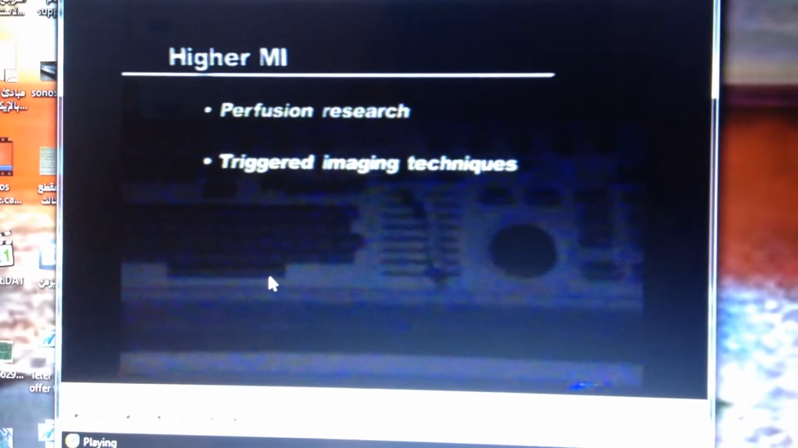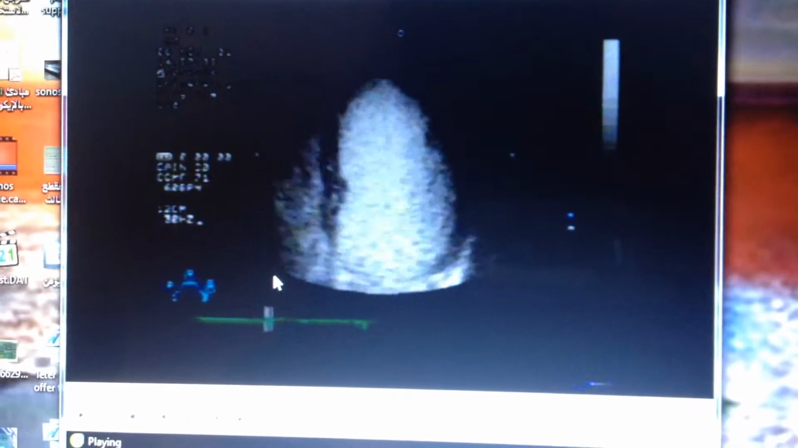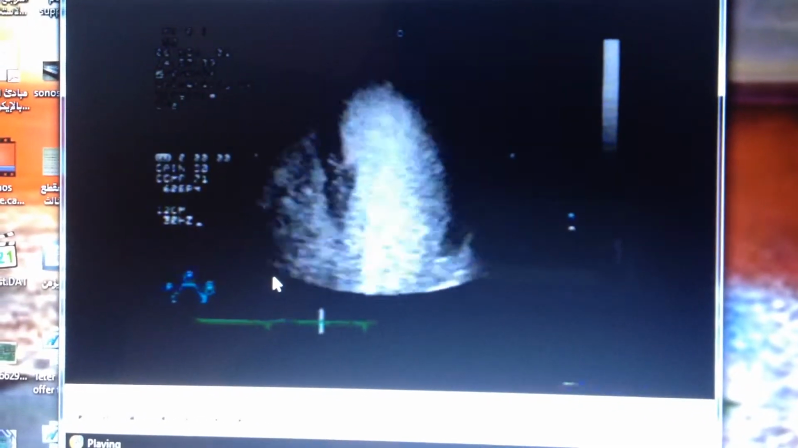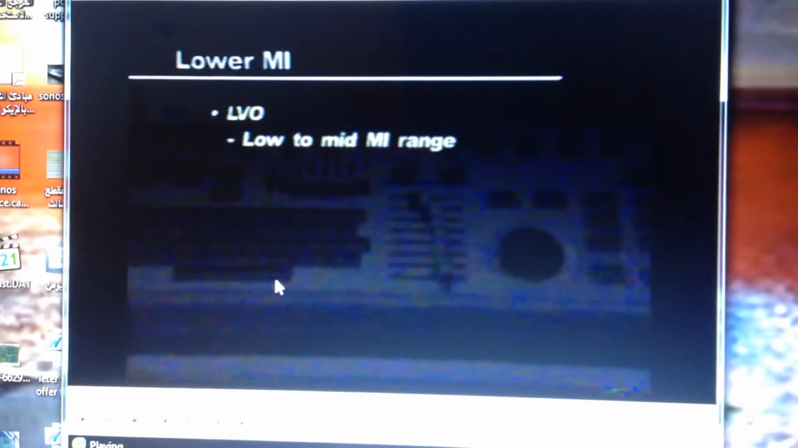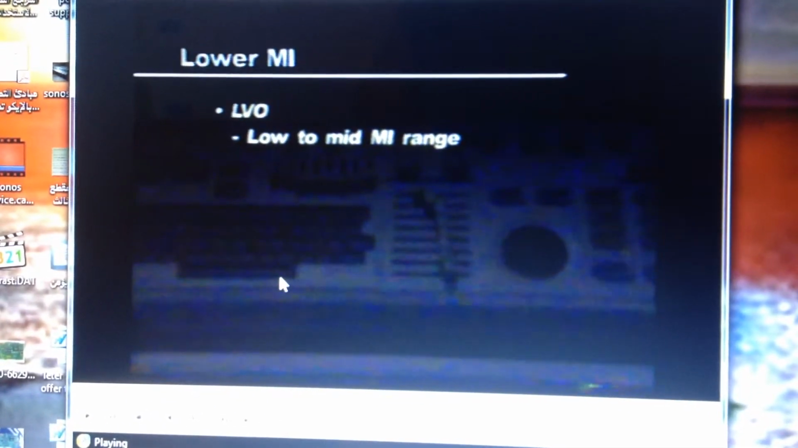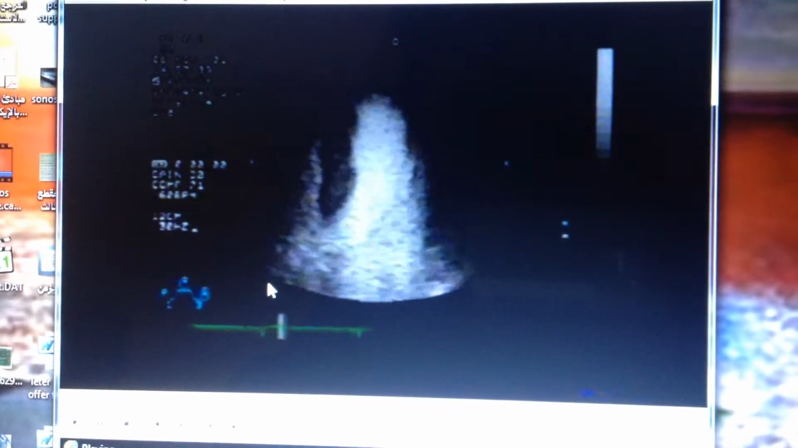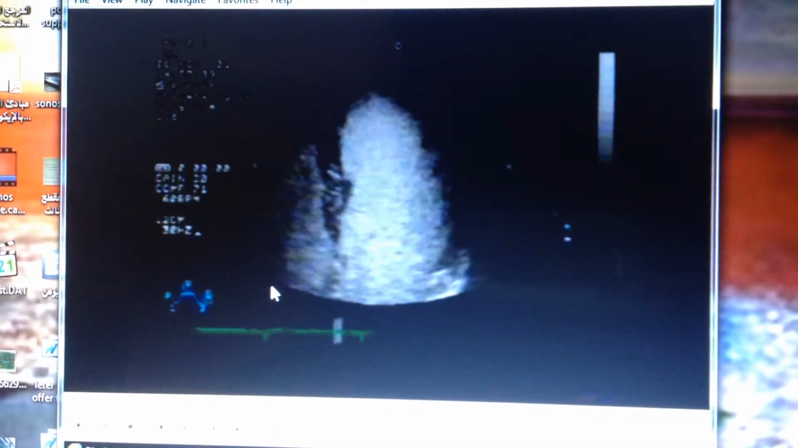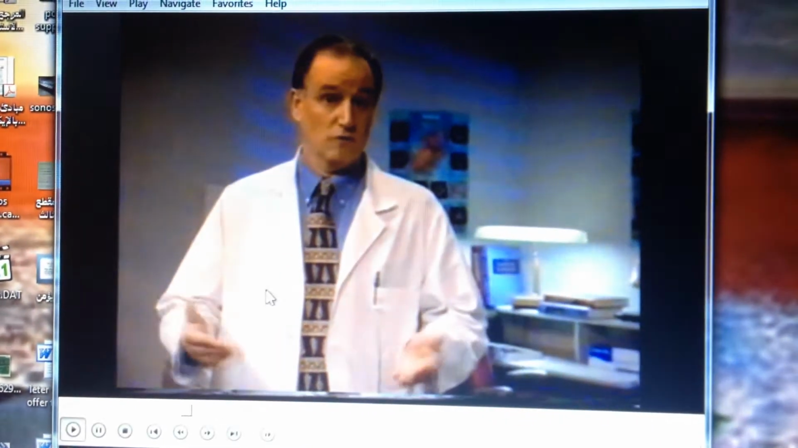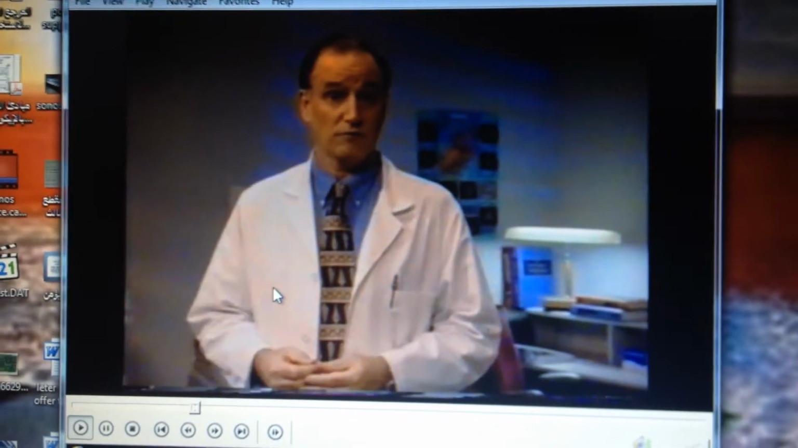Higher MIs are sometimes used for perfusion research, together with triggered imaging techniques. Lower MIs correspond to a lower transmit power and are used to cause a sustained bubble response with less bubble destruction. Lower MIs are used for techniques such as LVO, which work best using a low to mid MI, 0.2 to 0.6 for example. This MI transmits enough signal intensity to create a clear image while minimizing bubble destruction, which increases the uniformity of opacification in the left ventricle.